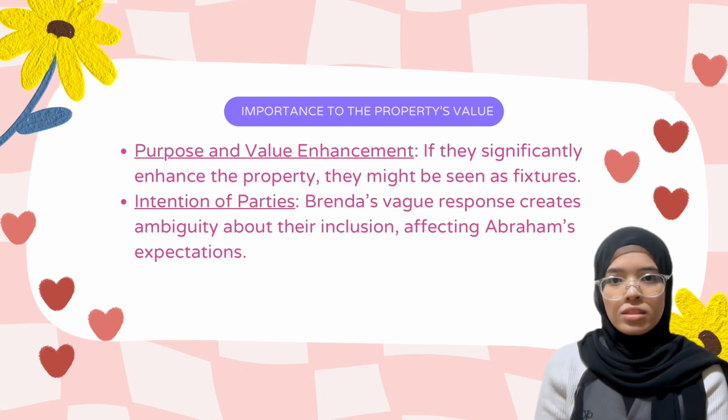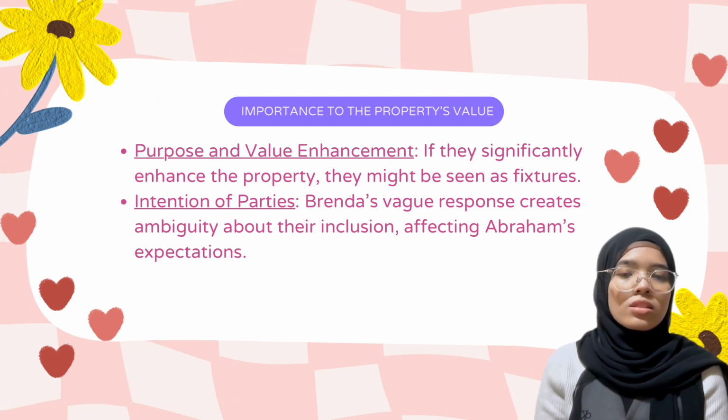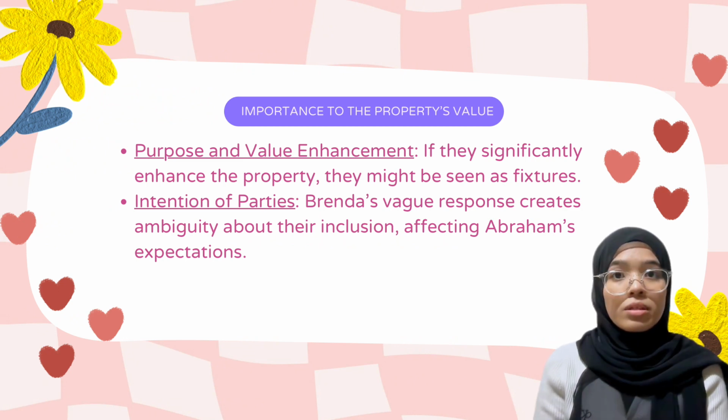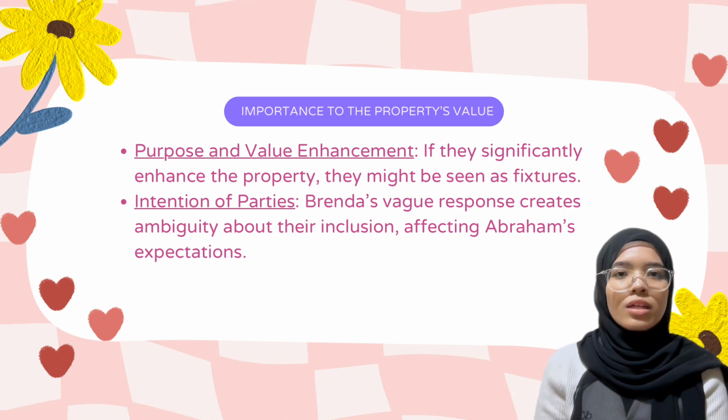In relation to Abraham's case, if the paintings and sculptures were strategically placed to improve the property's aesthetics and overall value, it suggests an intention for them to be fixtures. Abraham's belief in their inclusion and reliance on this expectation impacts his perception of the property's value. Brenda's vague response about their inclusion creates ambiguity, further complicating the matter. If Brenda had intended for these items to enhance the property, they might be classified as fixtures. However, if her intention was merely for personal enjoyment, they would remain fittings.